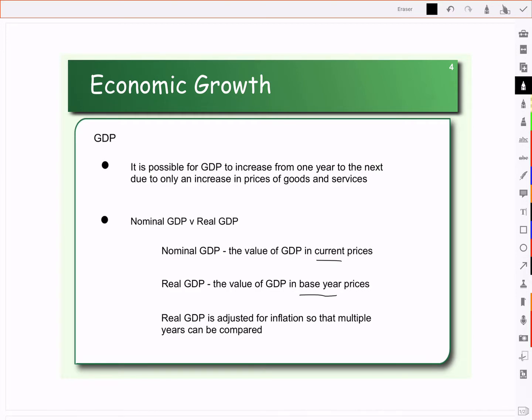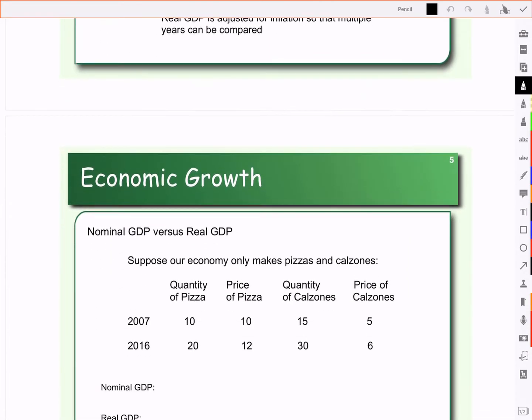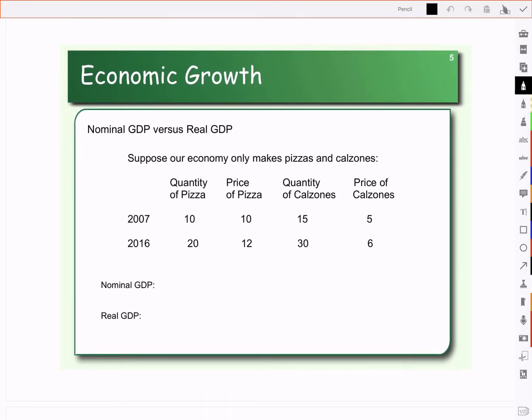So let's look at an example for calculating real GDP and nominal GDP. So let's suppose that we have an economy that only makes two goods, pizzas and calzones. Now in 2007, we made 10 pizzas and we sold them for $10 a piece. In 2007, we also sold calzones. We sold 15 of them at $5 a piece. In 2016, again, we sold pizza and calzones, both at a higher price and in both cases a greater quantity.